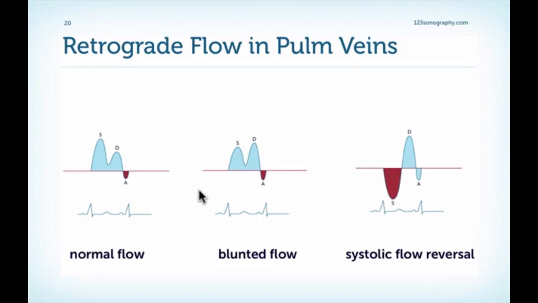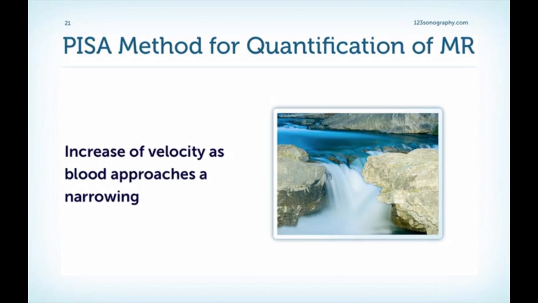However, it's fairly unreliable and it has a lot of pitfalls, and it's technically very difficult and time consuming. Now let's turn to the PISA method for the quantification of MR. A very heavily discussed topic, very controversial. Some people are absolute fans, others avoid it. It's almost a religious issue. But before I discuss the pros and cons, we have to understand how it actually works.